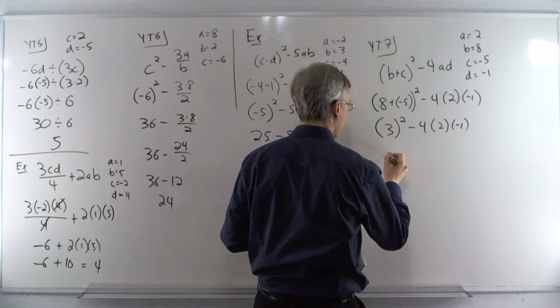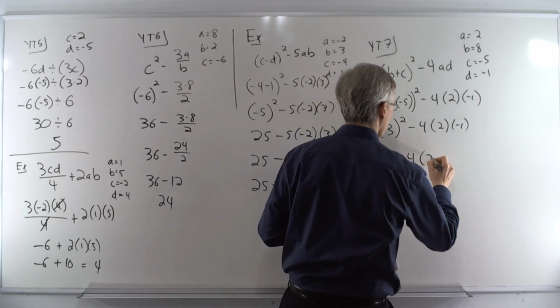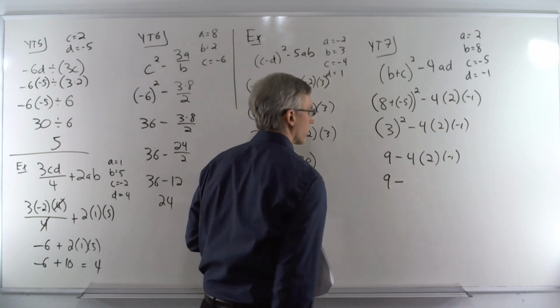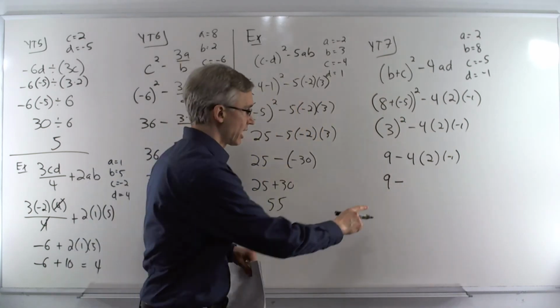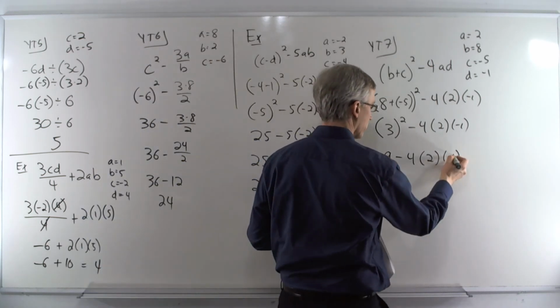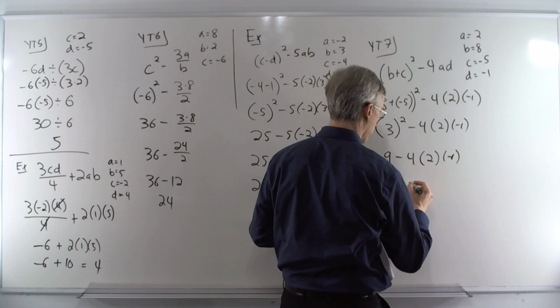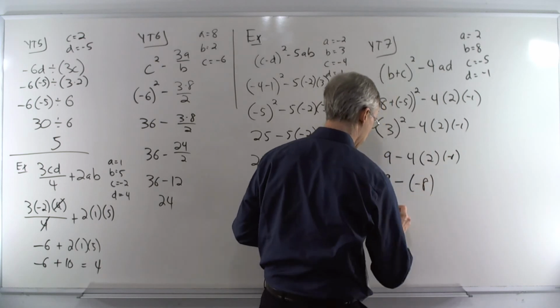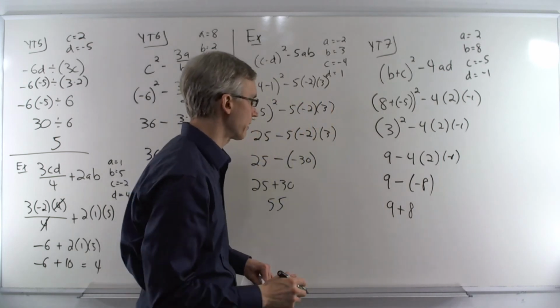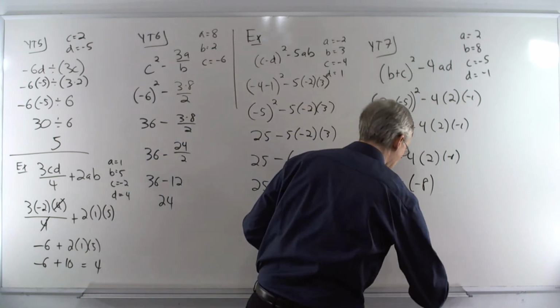3 squared, 9, minus 4 times 2 times negative 1. Now again, we're going to leave that subtraction for last. Addition and subtraction are always last. Now we'll multiply across here. 4 times 2 times negative 1, that's negative 8. Subtracting a negative turns into addition, so we get 9 plus 8, add them together, and we have 17.